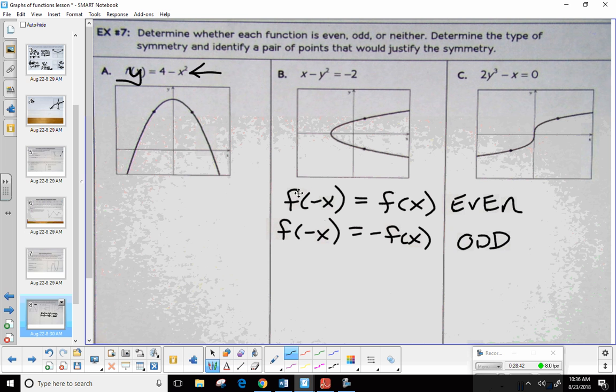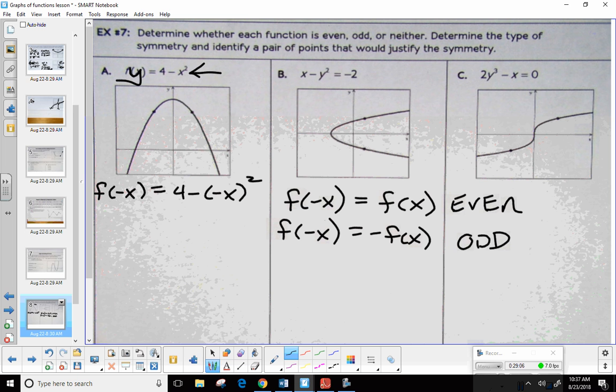It's y equals. It's solved for the dependent variable. Now, like one on B, what would that be? Implicit. That's implicit because it has not been solved for the dependent variable yet. Okay, so let's go ahead and try this. Let's plug in negative x and let's see what happens. So f of negative x equals 4 minus negative x squared.